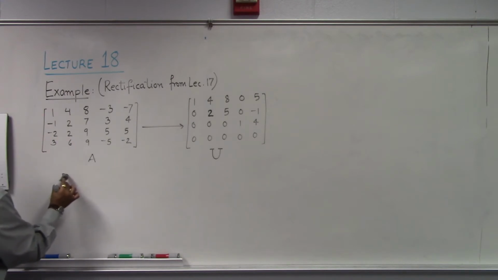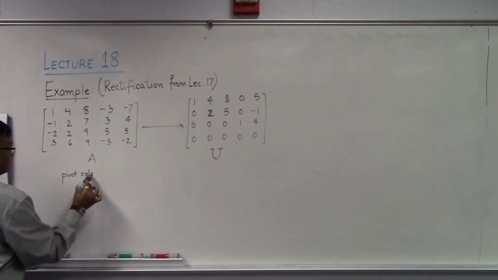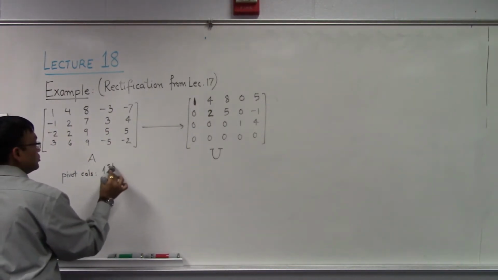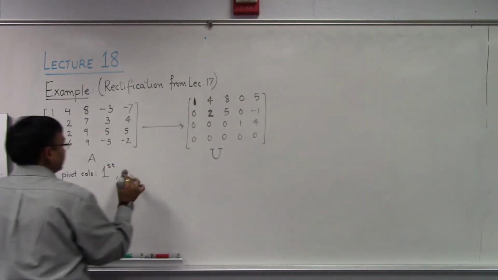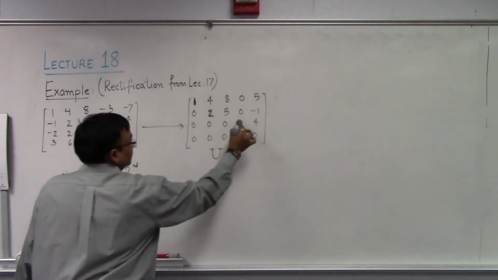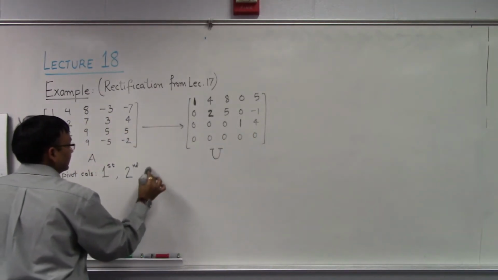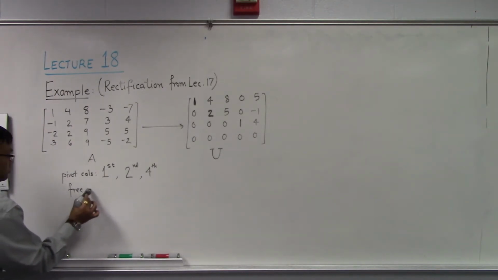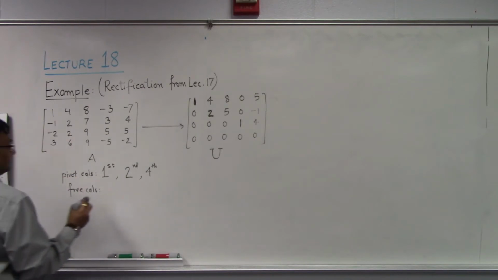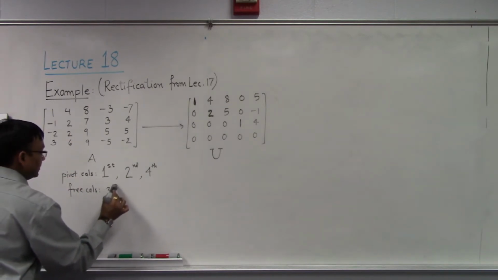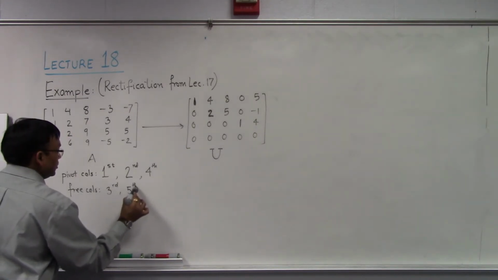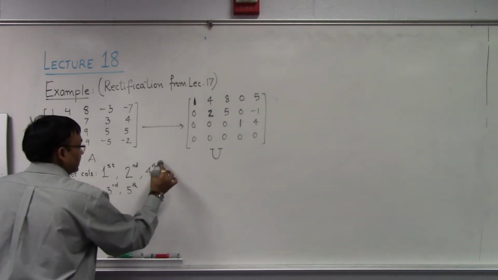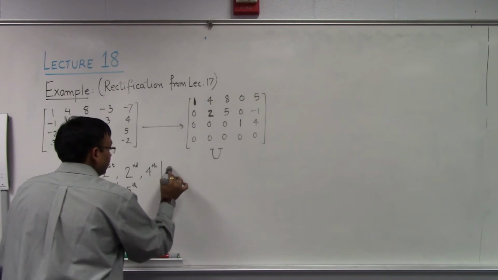So the pivot columns are as follows. If you see, there is a pivot over here. So the first column is a pivot. As you can see, there's a pivot over here. So the second column is a pivot. And as you can see, there's one more pivot over here. So the fourth column is a pivot. So what are the free columns? The free columns are the third and the fifth. So two free columns and two pivot columns. So that changes a lot of things that I said last time. So let me redo everything.